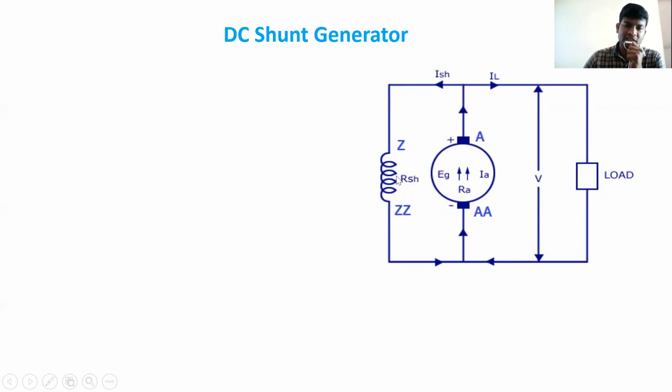This field winding is energized by the current from the armature. You can see here, initially the induced EMF is EG, so here an amount of current IA.